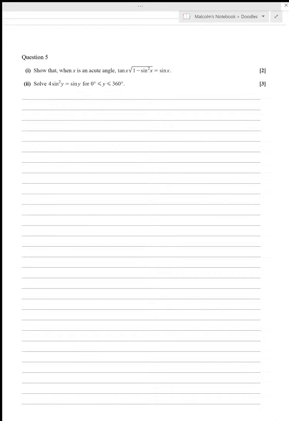Right, cracking on with question 5 then. This is a trig identity question, and our key trig identities are that tan x is equal to sine x over cos x, and that sine squared x plus cos squared x is equal to 1. So that's what we've got to work with. That implies that cos squared x is equal to 1 minus sine squared x.